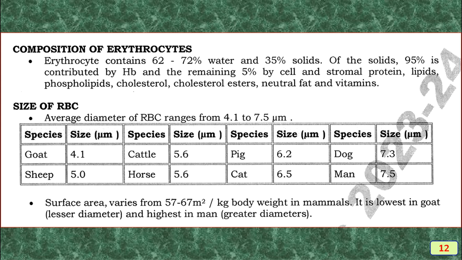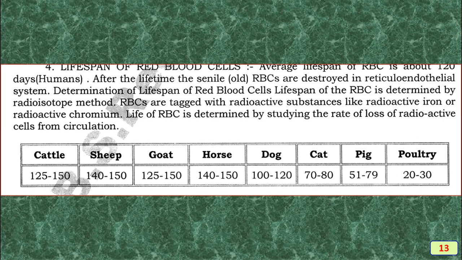So the surface area of the RBCs varies from 57 to 67 square meters per kg body weight. In the case of mammals, it is lowest in goat with the lower diameter and highest in human beings, which is 7.5 micrometers.